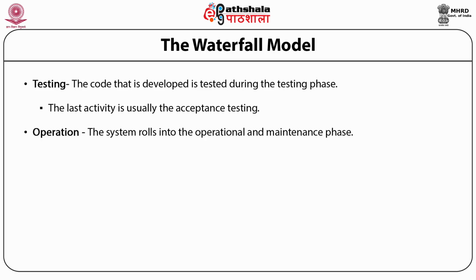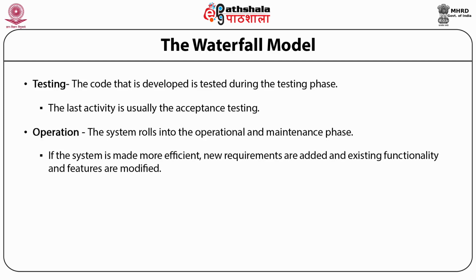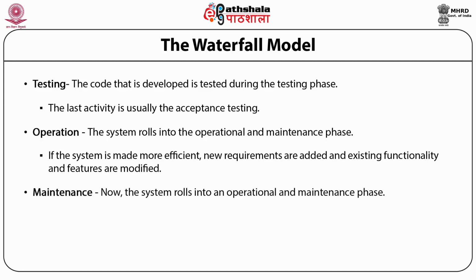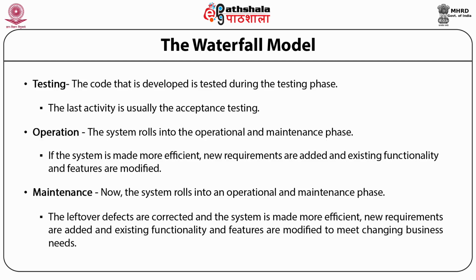Operation. The system rolls into the operational and maintenance phase. During this, the leftover defects are corrected. If the system is made more efficient, new requirements are added and existing functionality and features are modified. Maintenance. Now the system rolls into an operational and maintenance phase. The leftover defects are corrected and the system is made more efficient. New requirements are added and existing functionality and features are modified to meet changing business needs.